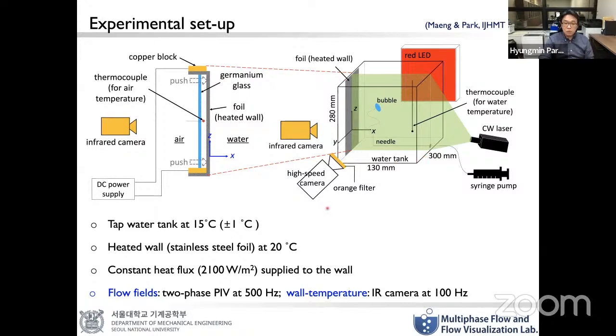The temperature of the water was maintained at about 15 degrees Celsius. On one side of this tank, we installed a heated wall. That means we applied a constant heat flux to increase the temperature of the wall up to 20 degrees Celsius. Then, by introducing a single bubble near the wall, we simultaneously measured the flow structure and the wall temperature using two-phase PIV and an IR camera, respectively.